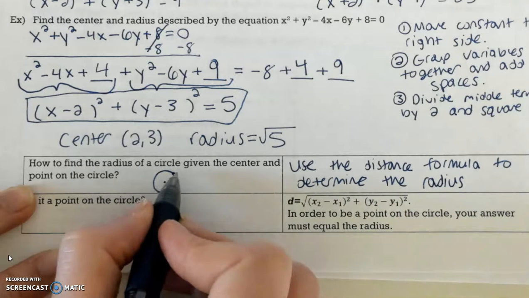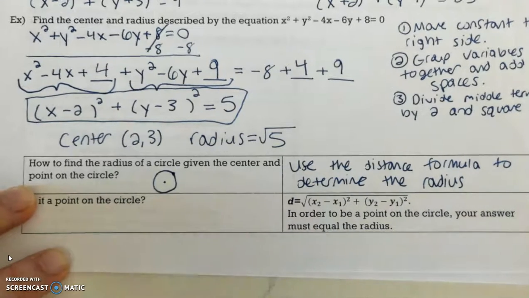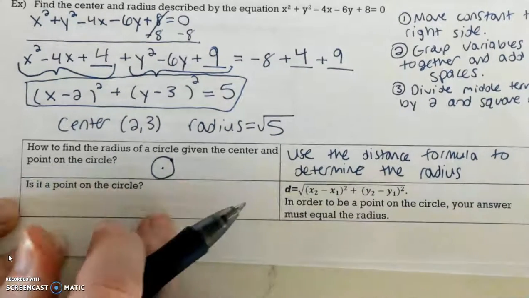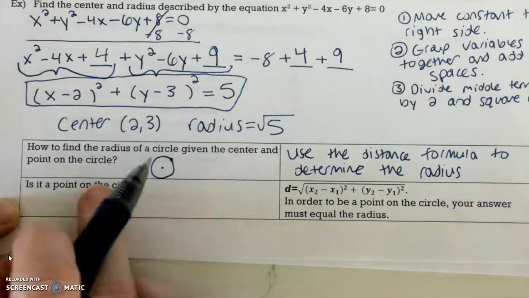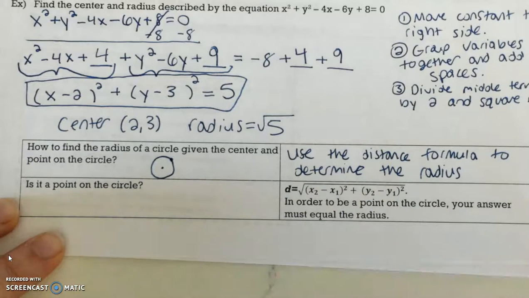Remember, the center is the same distance away from all points on the circle, despite my crazy picture. All right, so is a point on the circle? Well, what you do is you would use the center and the point given, plug it into the distance formula, and if it is on the circle, your answer is going to equal the radius.